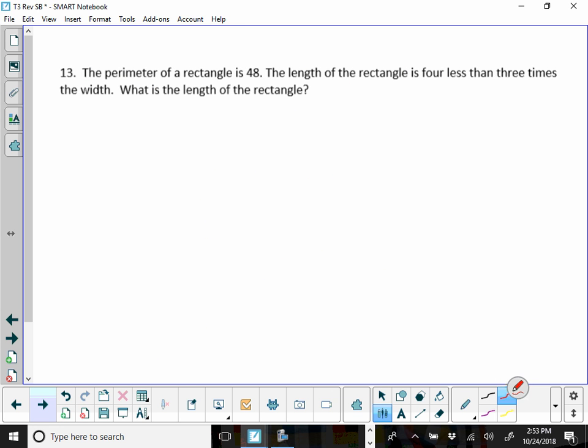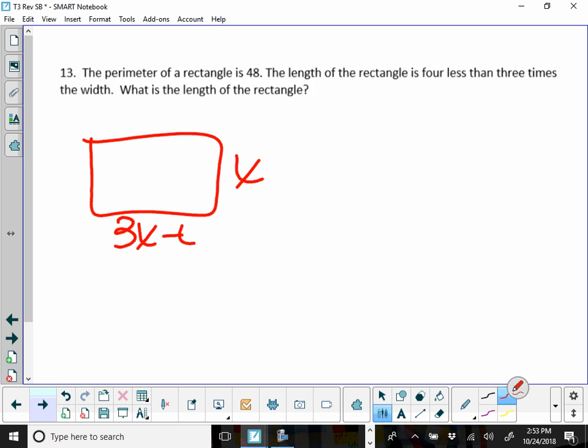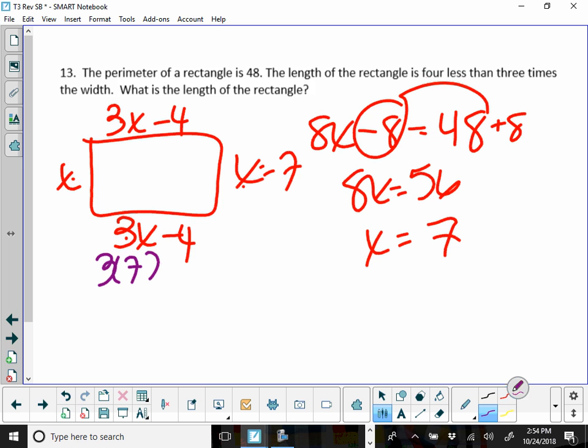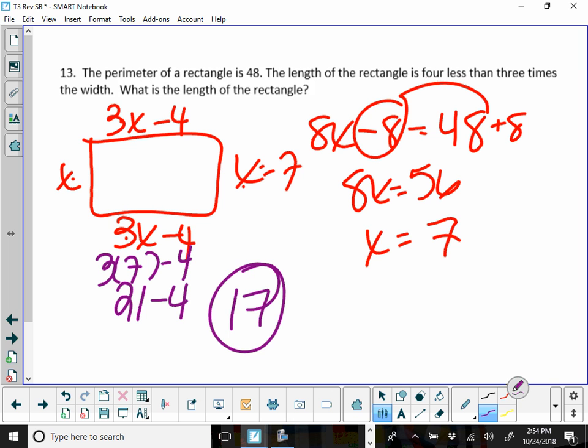Perimeter is 48. Okay, so you got your rectangle. x and 3x minus 4, 4 less than 3 times. So that's 8x minus 8 is equal to 48. Move your 8, and x is 7. So 7 is your width. Then you're going to plug that in. So 3 times 7 minus 4, 21 minus 4 is 17 for your length.